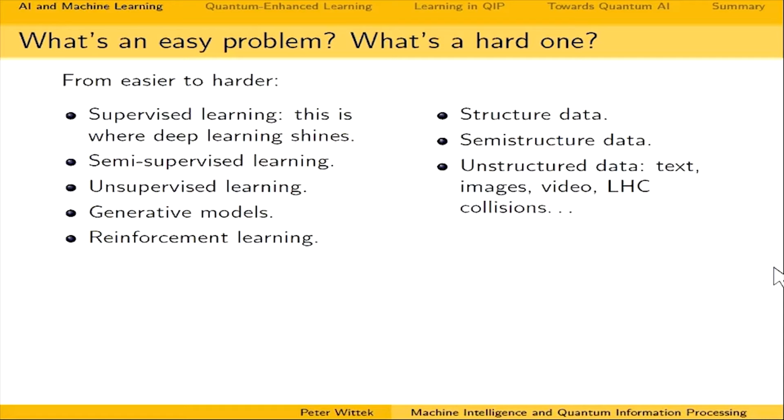Semi-structured data is like an HTML file. So there are some tags, but there's also some unstructured stuff like text. And unstructured is like text, images, which don't really have any kind of structure to them. And this is the vast majority of data out there, like 90% of the data out there.